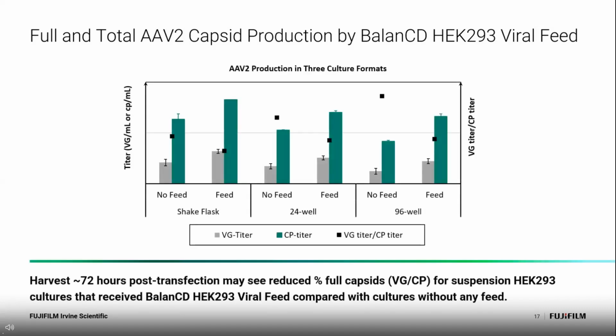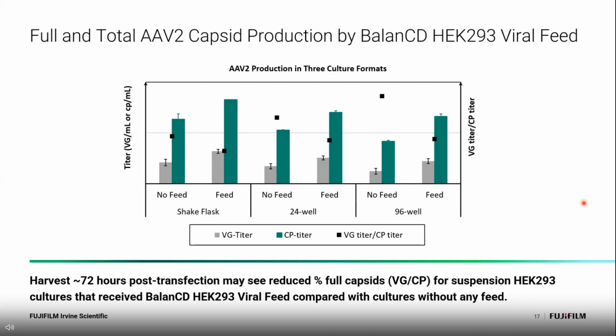If I could read your minds, you were probably wondering how the capsid titer would change with the addition of viral feed for suspension HEK293 cells. Here's a summary of AAV2 viral genome titer and capsid titer for suspension HEK293 cells cultured in 3 different culture vessels, including 125 ml shake flasks, 24 deep well plates, and 96 deep well plates. The data showed more increased capsid titer than viral genome titer, resulting in reduced percent full capsid.